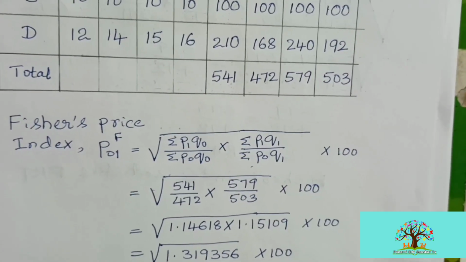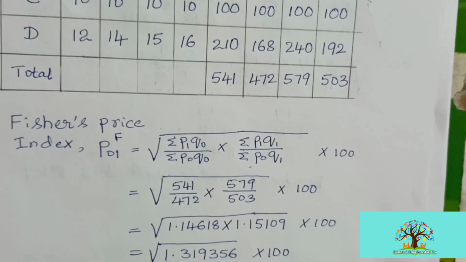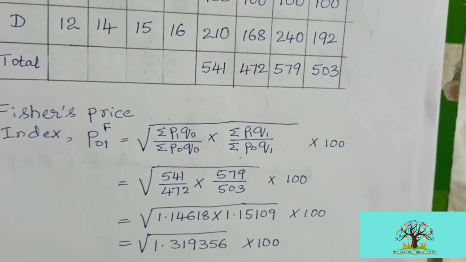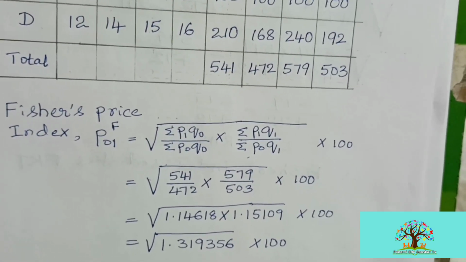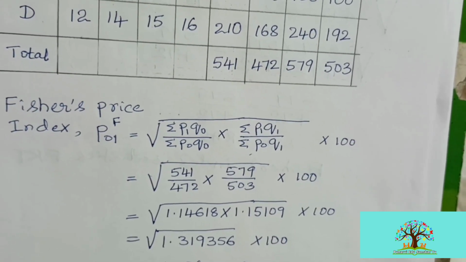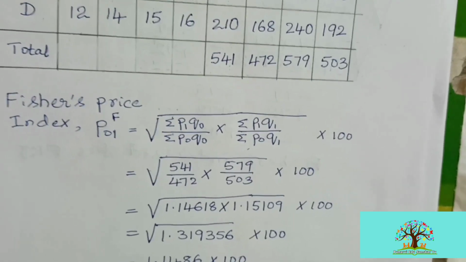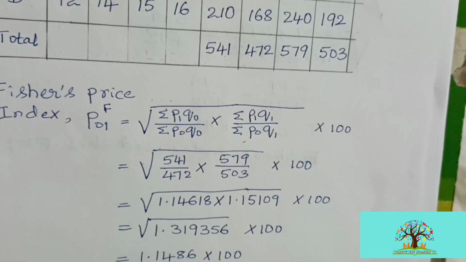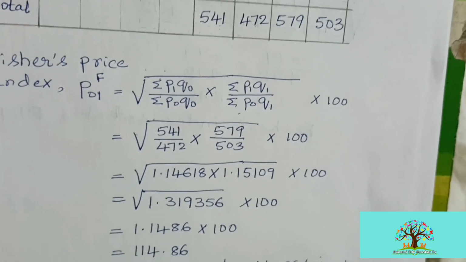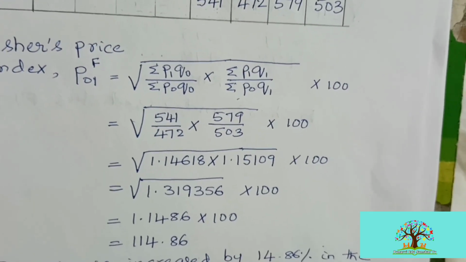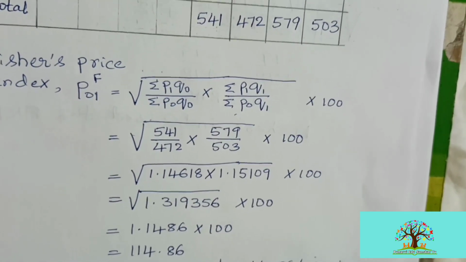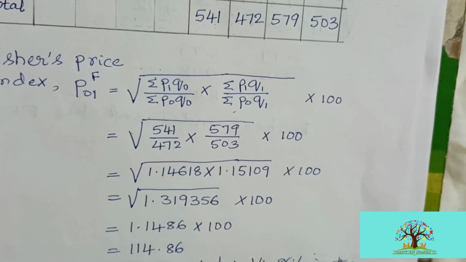Okay, then substitute the values. Root of 541 by 472 into 579 by 503, into 100 outside the root. Then find out the value of 541 by 472 and 579 divided by 503 and multiply inside the root, into 100 outside. Find out the root of 1.319356 into 100, and that is equal to 1.1486 into 100, that is equal to 114.86.